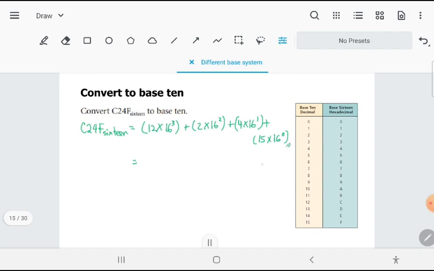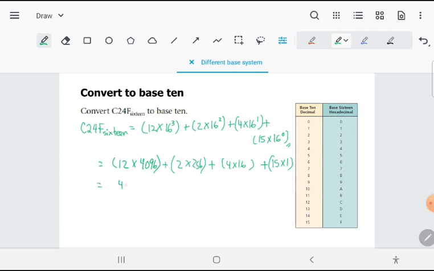Let's start from the rightmost since it's easiest. So 15 times 1, plus 4 times 16, plus 2 times 16 squared, which is 256, plus 12 times 16 cubed, which is quite a large number, 4096. Let me just evaluate this. This is equivalent to 49,152, while this one is 512. 4 times 16 is 64, and 15 times 1 is, of course, 15. If we get the sum, this is 49,743. C24F base 16 is equivalent to this much in base 10.